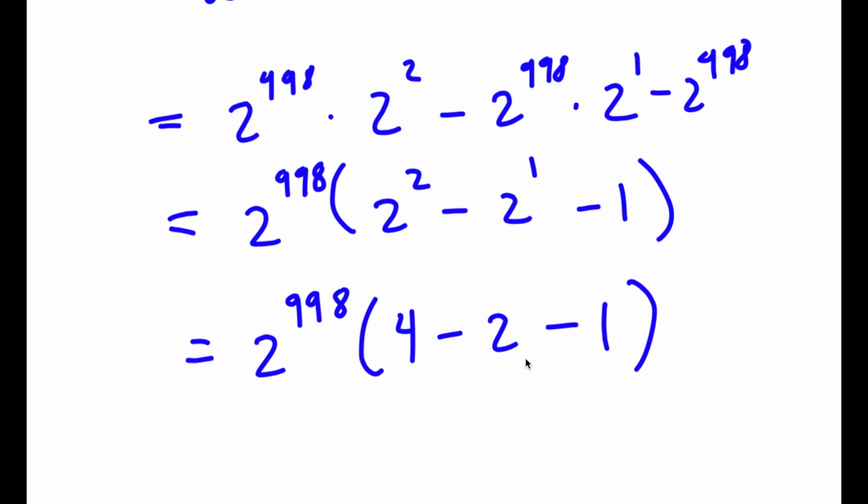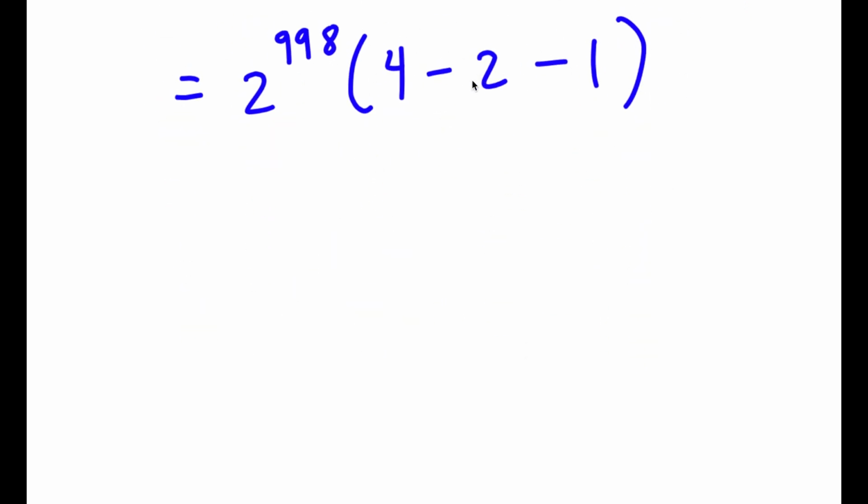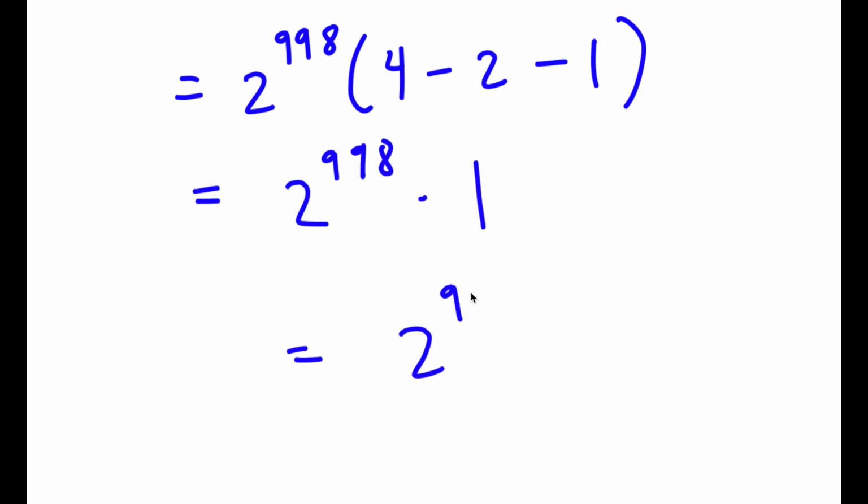So to simplify this, 4 minus 2 is simply equal to 2, 2 minus 1 is simply equal to 1, so I have 2 to the power of 998 times 1, which is simply equal to 2 to the power of 998. So this is my answer.